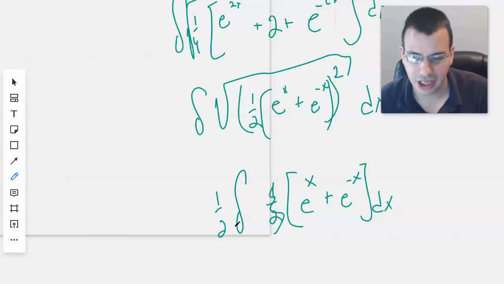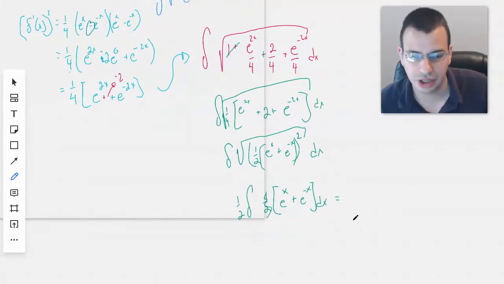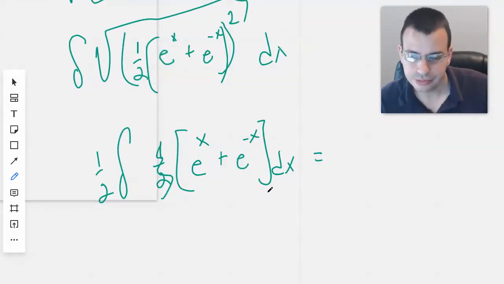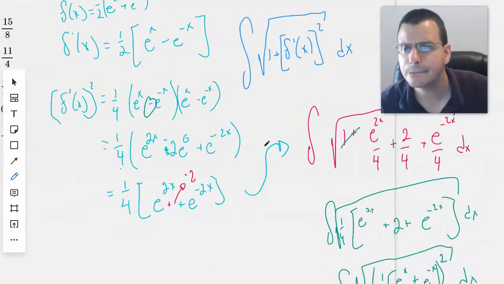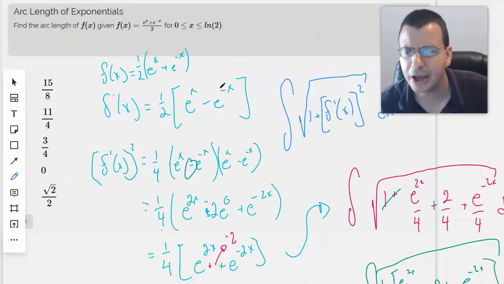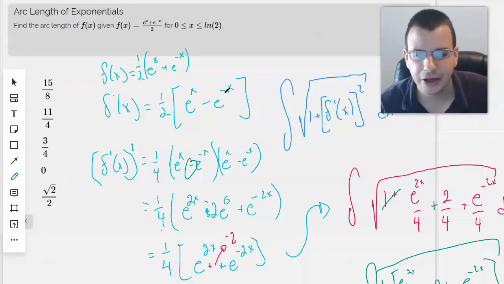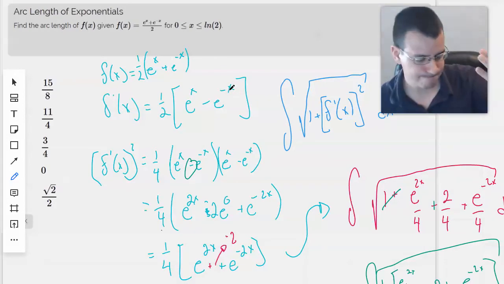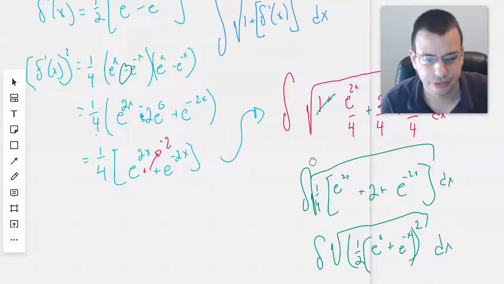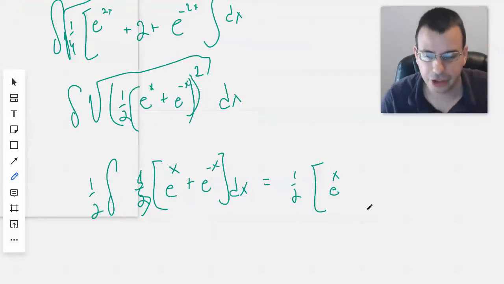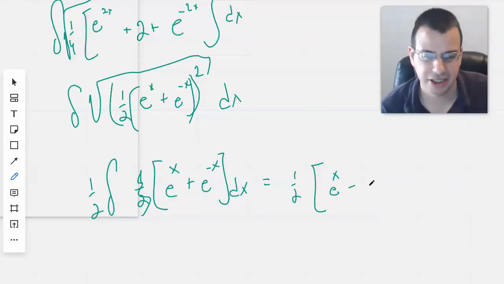Move this 1/2 outside. Let's see what our limits of integration are: 0 to natural log of 2. So then we have 1/2 integral of e to the x will be e to the x. Up here I said we divided by the derivative of the exponent. I should have actually meant multiply because this is a derivative, not an integral. But it'll actually end up being the same. So we'll have e to the x minus e to the negative x.